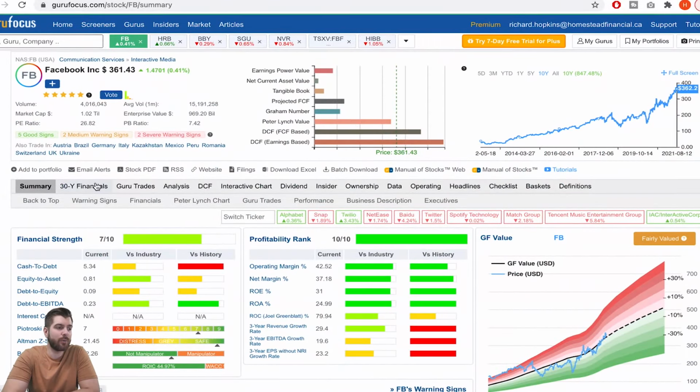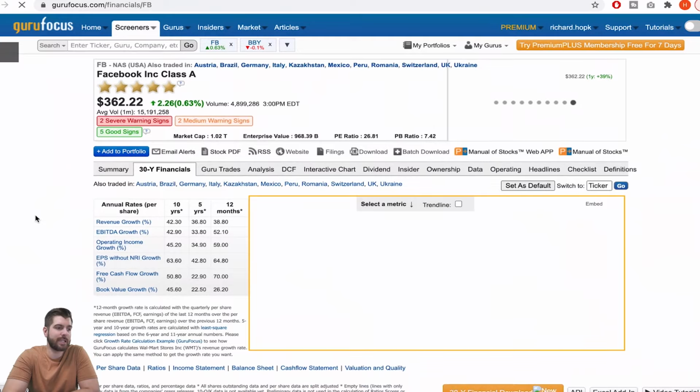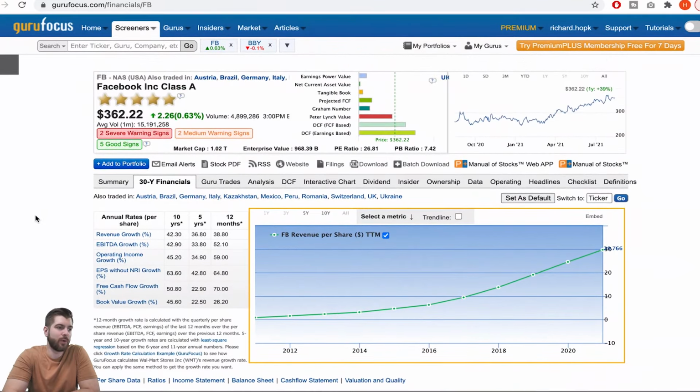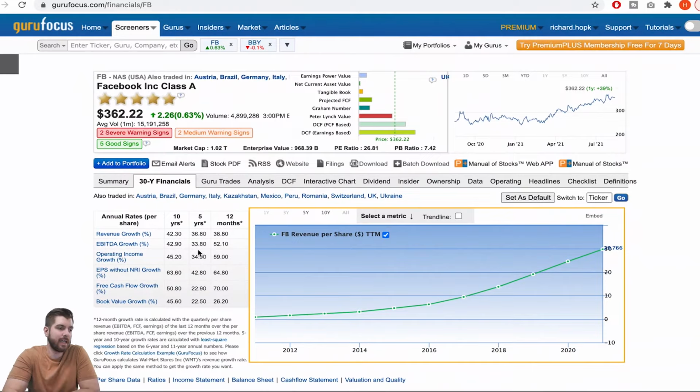But nonetheless, we're going to go over to the 30-year financials tab, and we're talking about growth rates in this video. So one thing that Guru Focus does automatically is it gives you growth rates. You can see right here, growth rates for revenue, EBITDA, operating income, earnings per share, free cash flow, book value growth. So the website does give you a lot of these numbers just automatically, but that's obviously not the extent of this video. I want to show you how to estimate future growth rates. So that's what we're going to show you now.